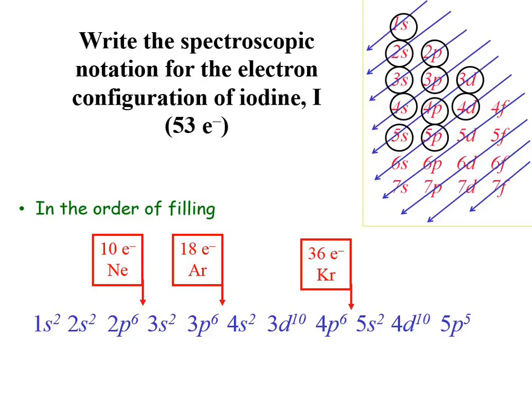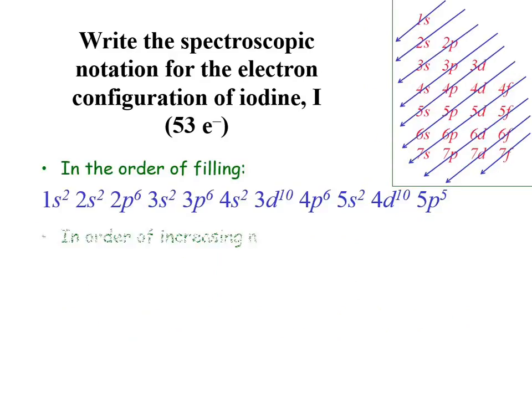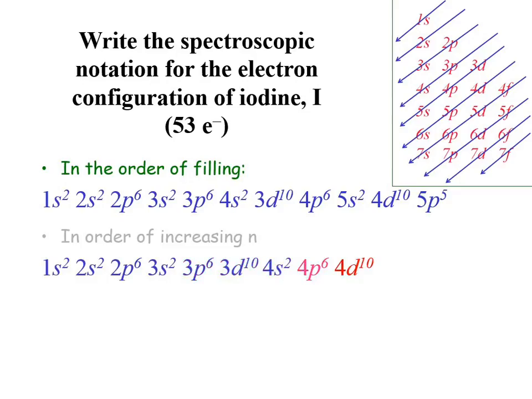Does that sound okay? So the green says that's in the order of filling. On this slide, I'm going to unscramble them in the order of increasing n. So it goes like this: 1s2, 2s2, 2p6, 3s2, 3p6, 3d10, 4s2, 4p6, 4d10, and then 5s2, 5p5. So what's the highest n?